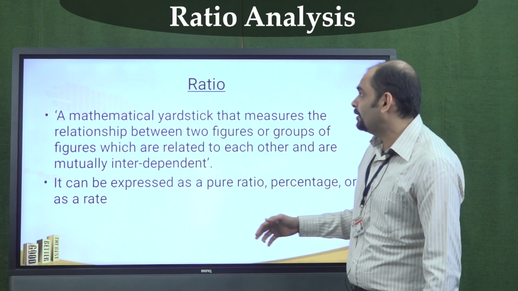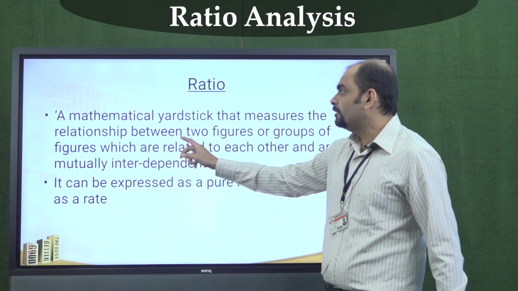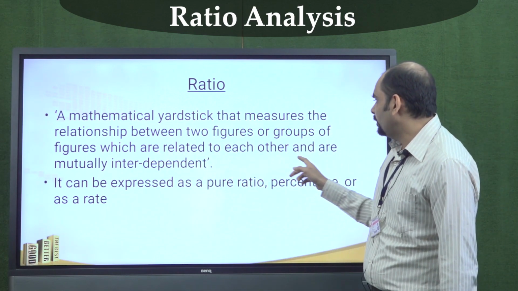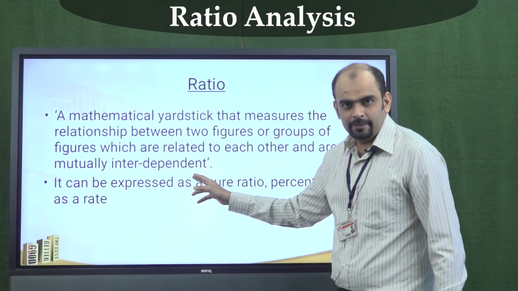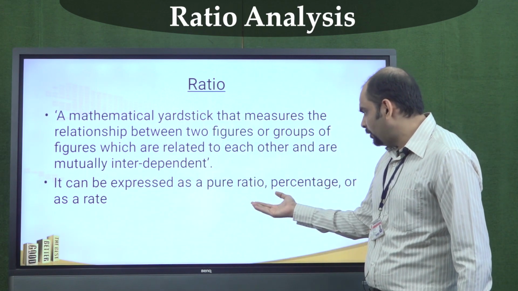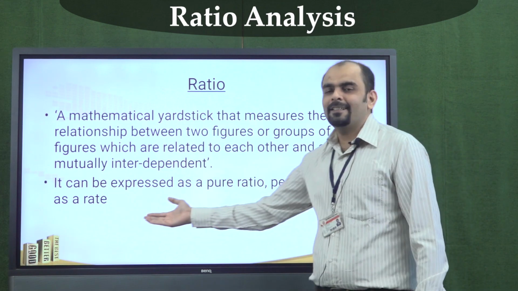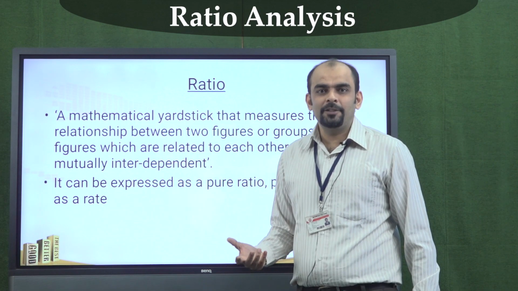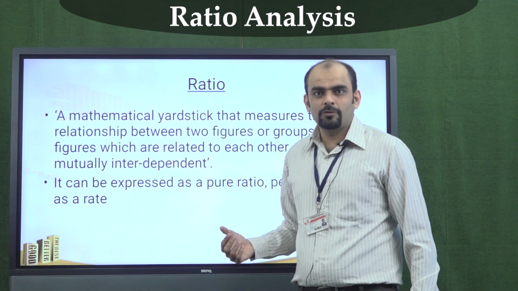A mathematical yardstick that measures the relationship between two figures or group of figures which are related to each other and are mutually interdependent. So this is the meaning of ratio. It can be expressed as a pure ratio, percentage, or as a rate. In the previous slide we saw that it can be expressed in any of the ways which were mentioned on the slide.